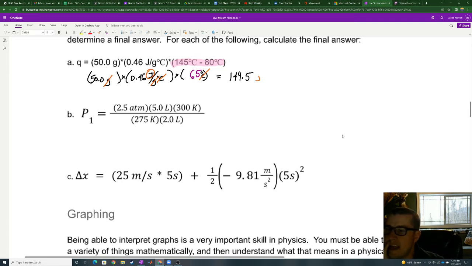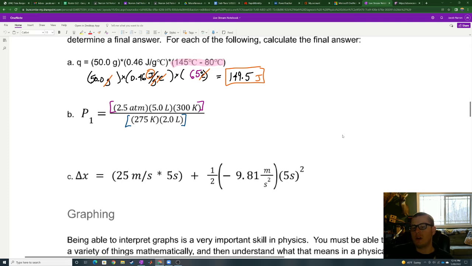Okay, so on B, we've got a lot of parentheses on top. We've got a lot of parentheses on bottom. This is pretty common. This is something you can expect to see. What we want to do here, basically, is do everything on top first and everything on bottom, and then we'll do our division. So I'm going to do everything on top, then everything on the bottom, okay?